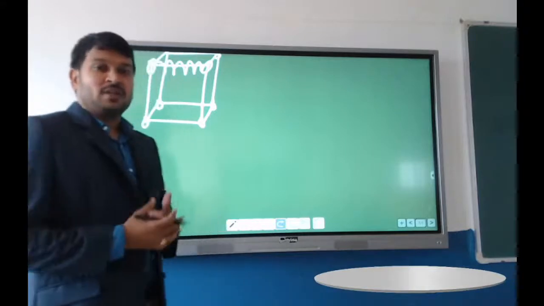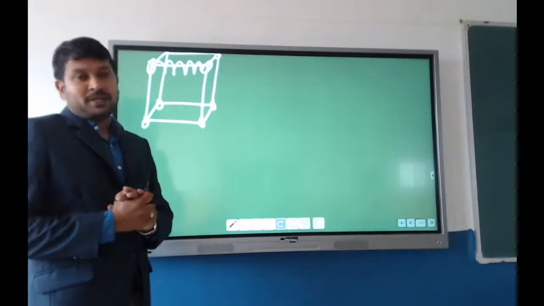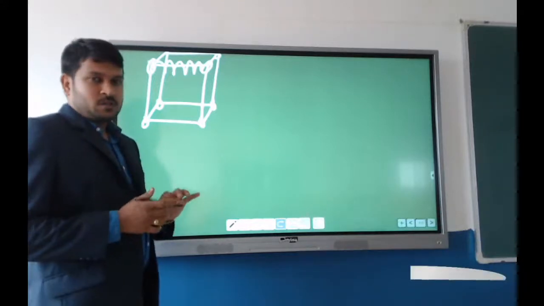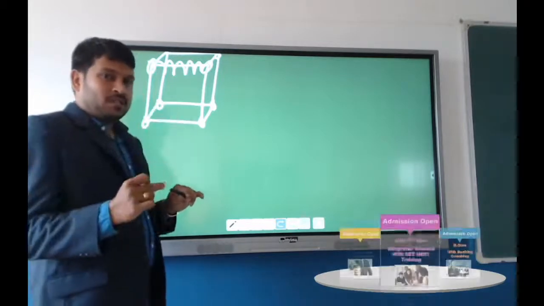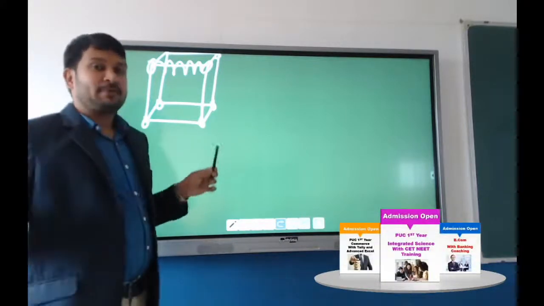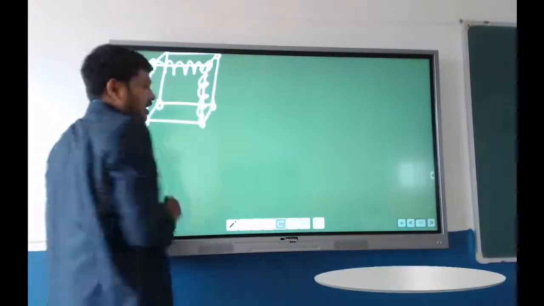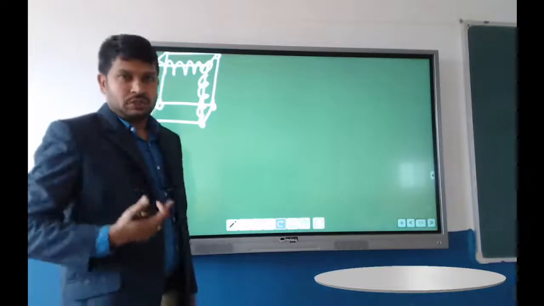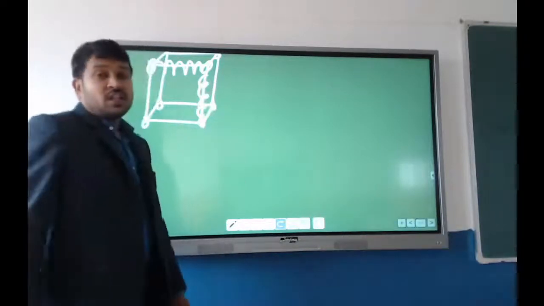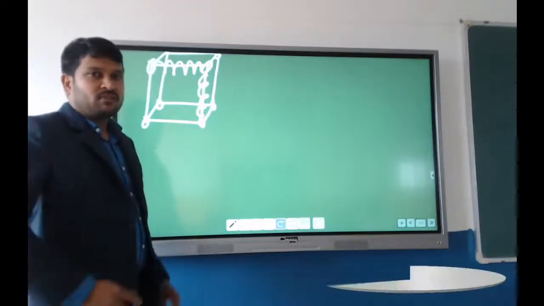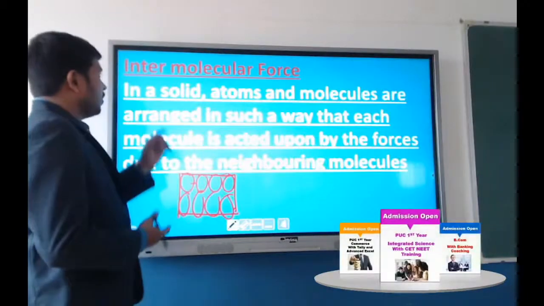Due to intermolecular force, they are held in the shape of a spring system, that is, the shape of a spring system. If I apply a very large force, it gets compressed. Yes, again I release it, and it comes back to its original position. Same thing: all the atoms are arranged in a spring structure. In between them, the force is present. That force is known as intermolecular force.